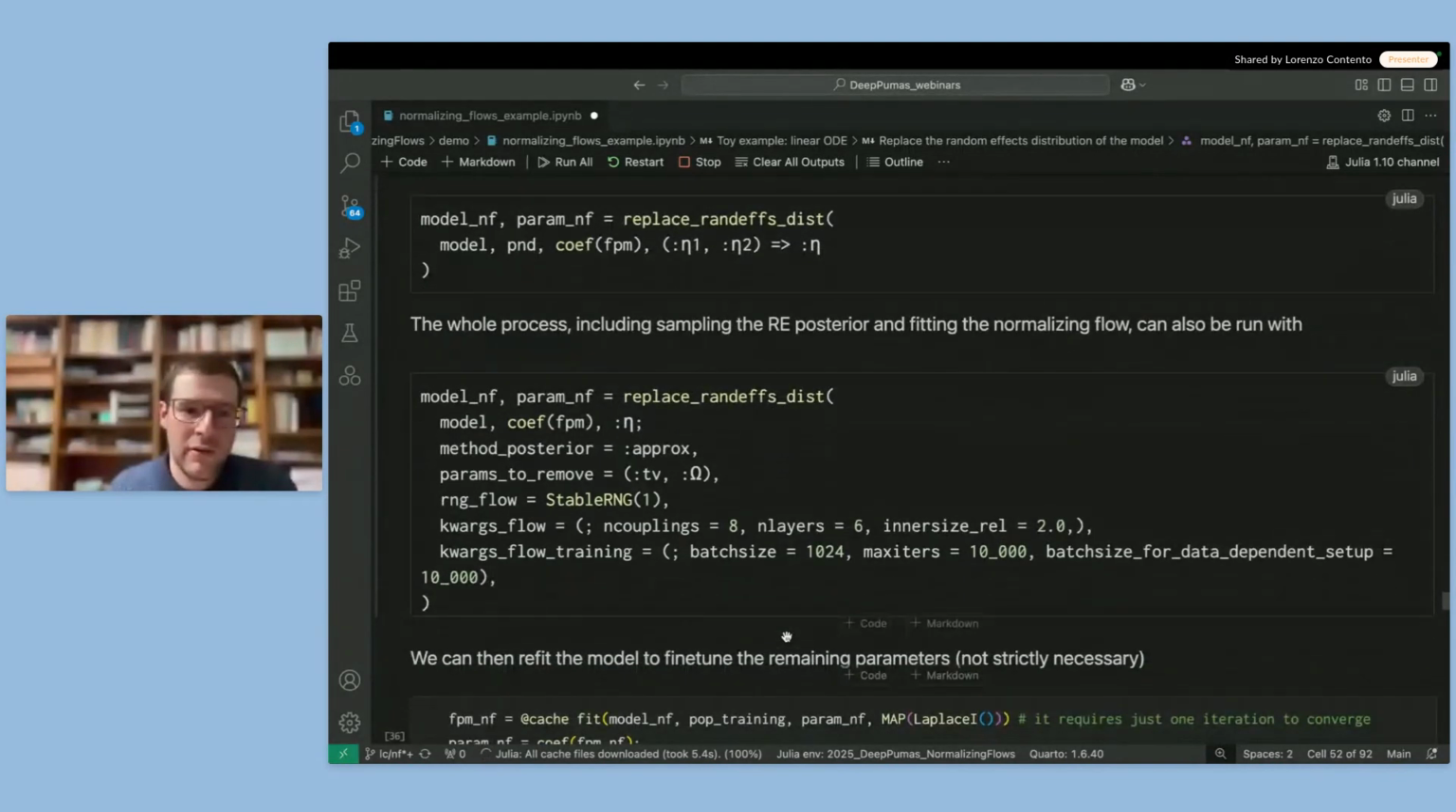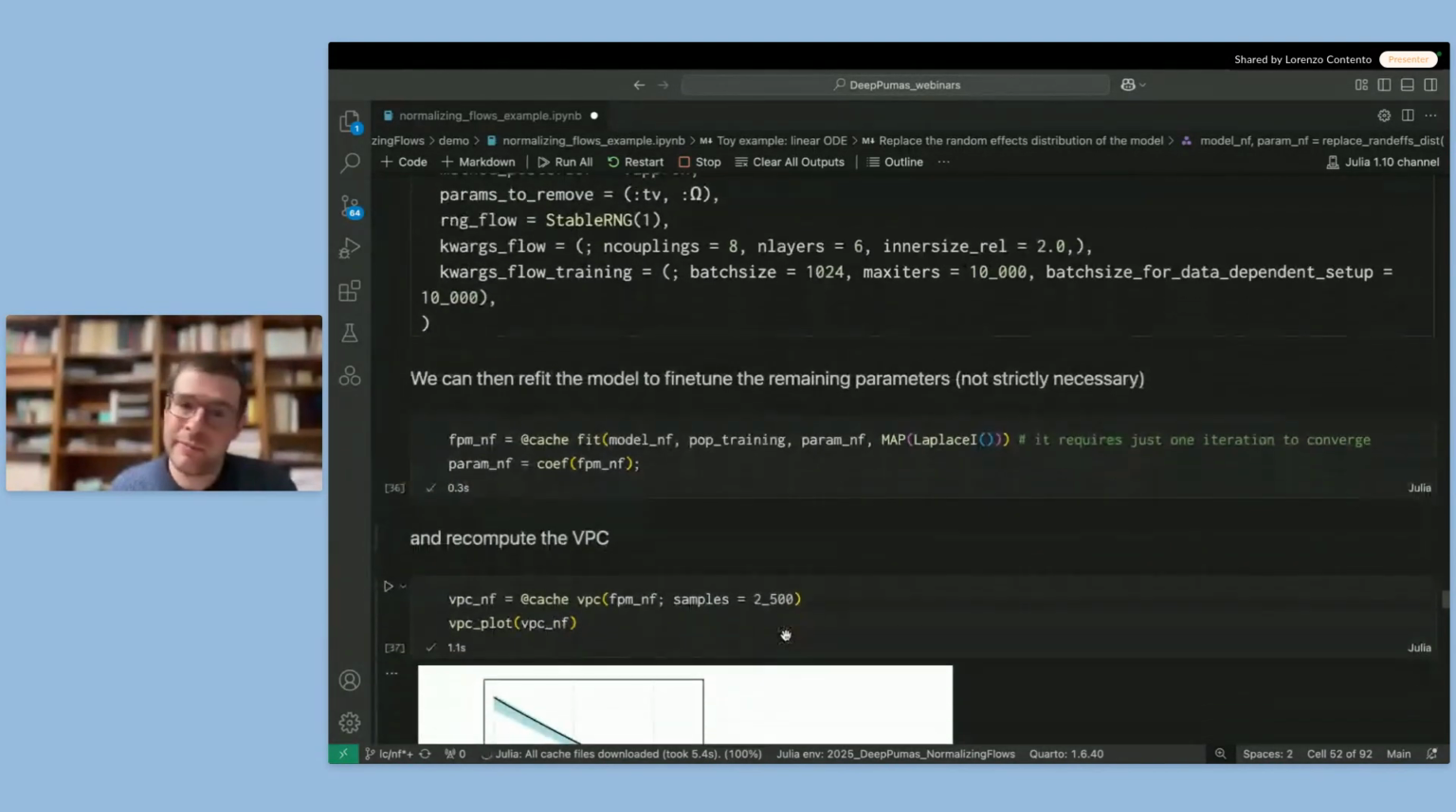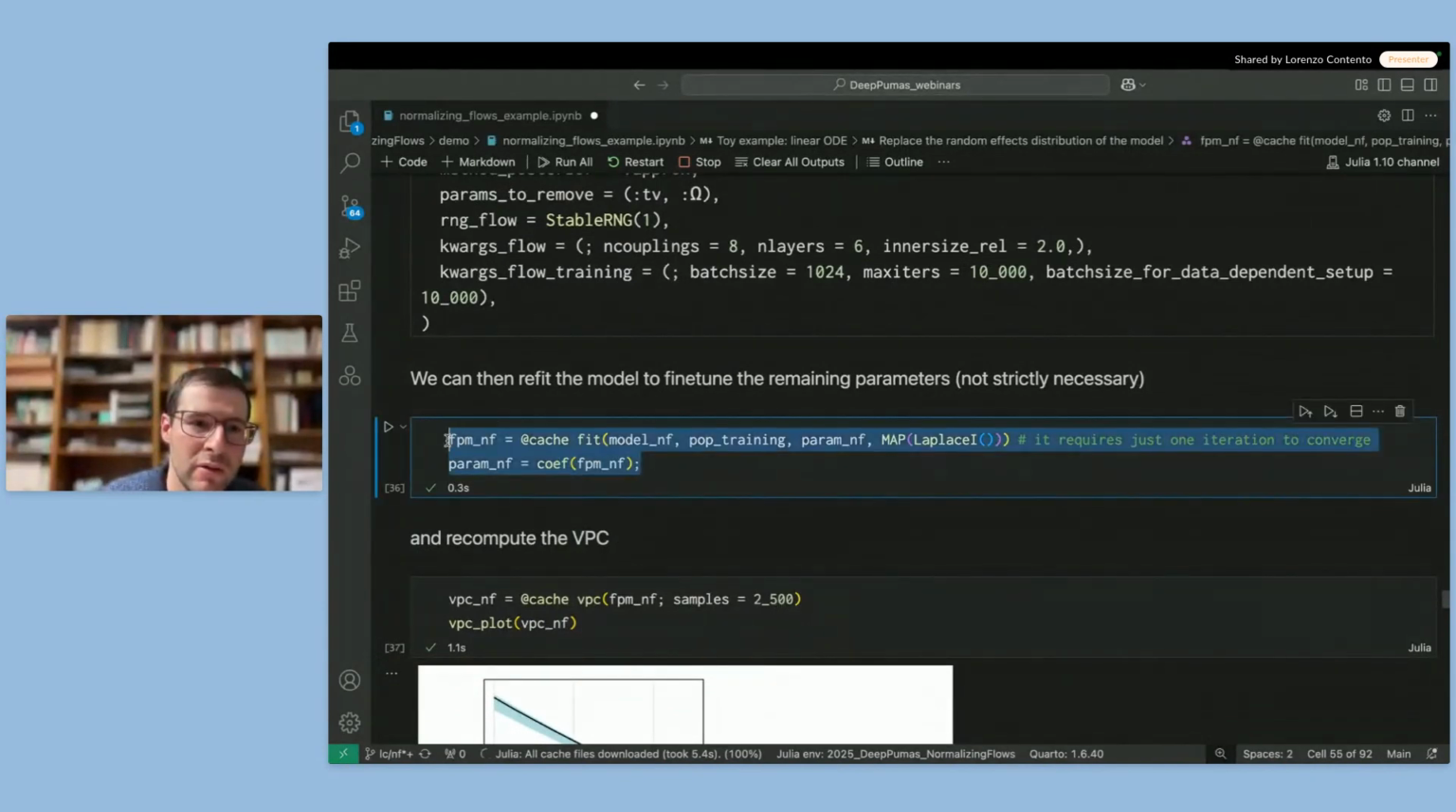Okay, so finally, once you have the new model, we can, for example, fit it again. This is some kind of fine-tuning. You can fine-tune the parameters that are left in order to try to improve the log likelihood. This is usually not necessary. It is definitely not necessary for small models, and maybe more necessary for larger models.